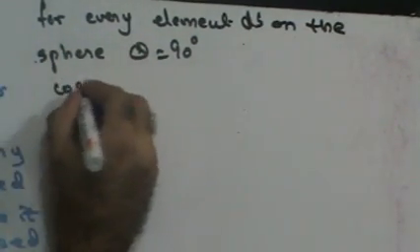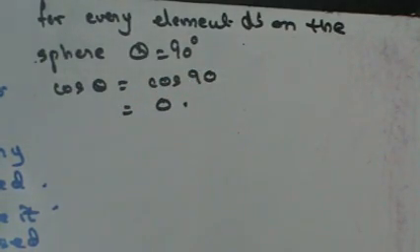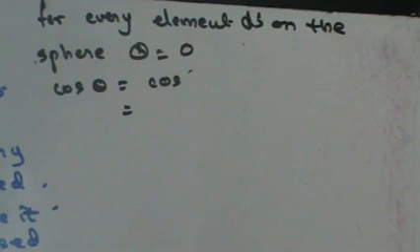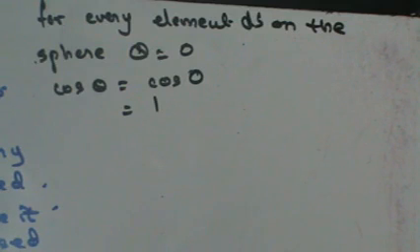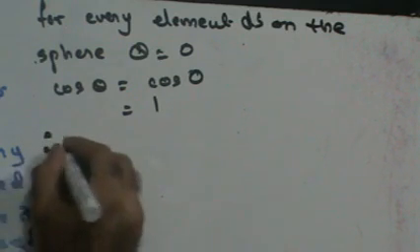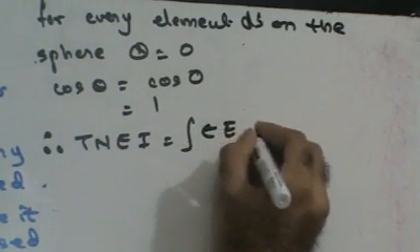The lines of force are perpendicular to the surface, so for every element ds there is no angle formed. It is neither twisting to the right nor to the left. It's going to pass straight. Therefore, theta is going to be 0, so cos theta is cos of 0, which is 1. So my total normal electric induction is the integral of epsilon E cos theta, with cos theta equal to 1, ds.